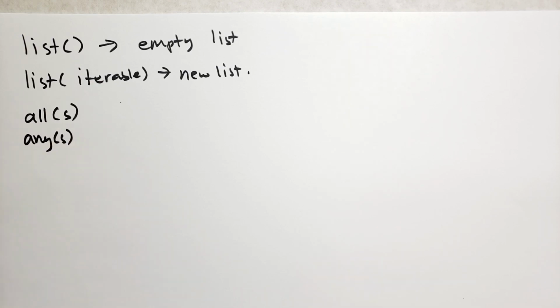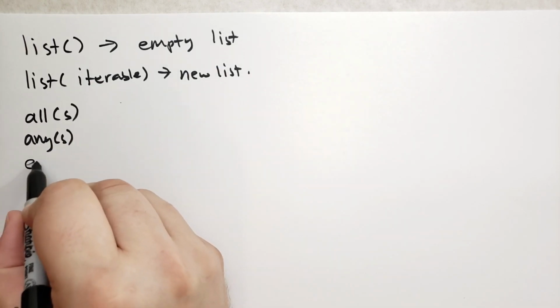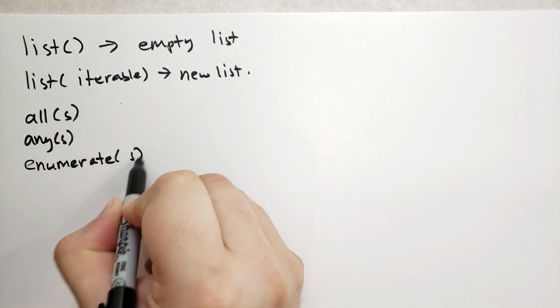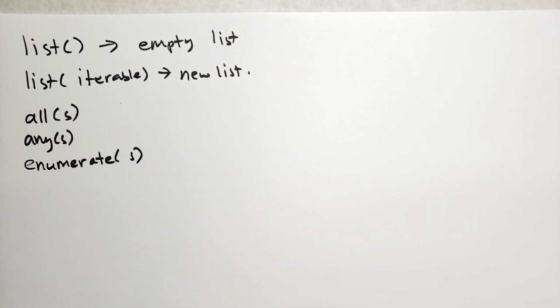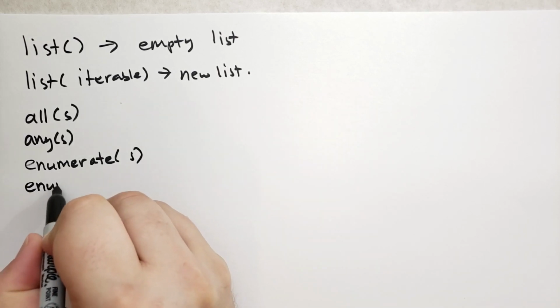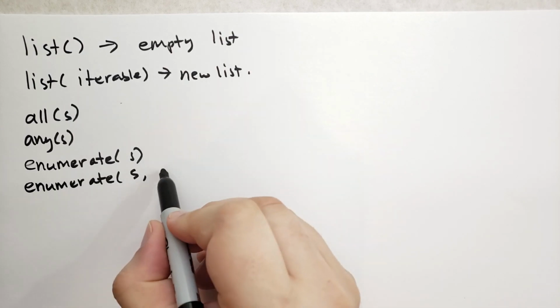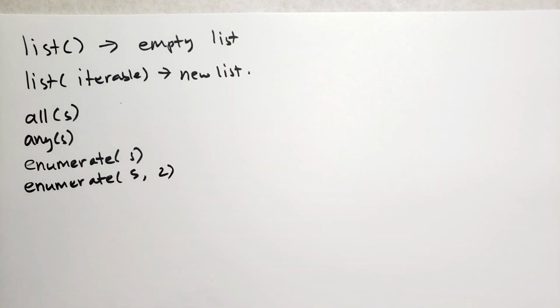If that's true, then this is true, otherwise it's false. Of course, we have our friend enumerate, one of my favorite functions in Python. We pass in some sequence there. It'll give you back a list of tuples where the first is the index and the second is the value. You can also call enumerate with the optional start parameter. So you can say start at index 2, right? This is particularly good if you're slicing from the list.